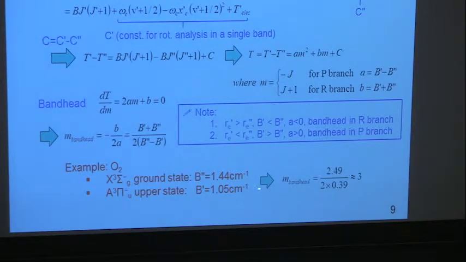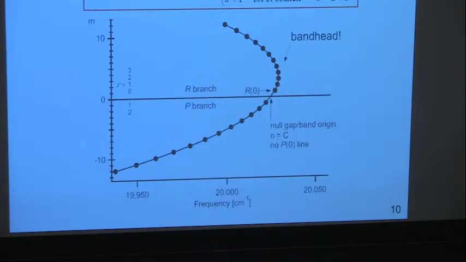In fact, the band head will be at M of 3. Now remember, M is either J plus 1 or it's minus J. J plus 1, so this is a positive number. The band head occurs at a rotational quantum number of about 2. So it looks like this.